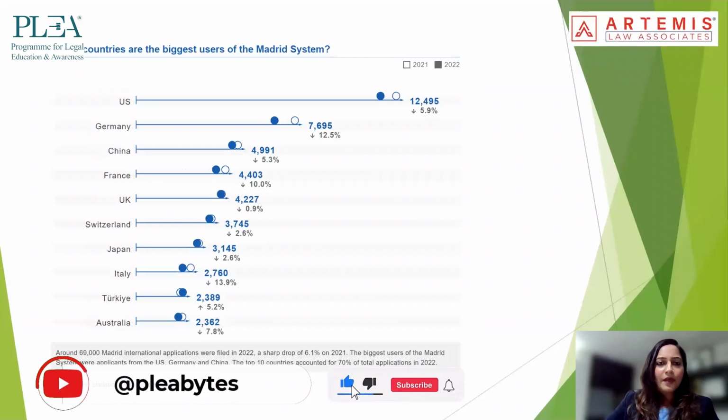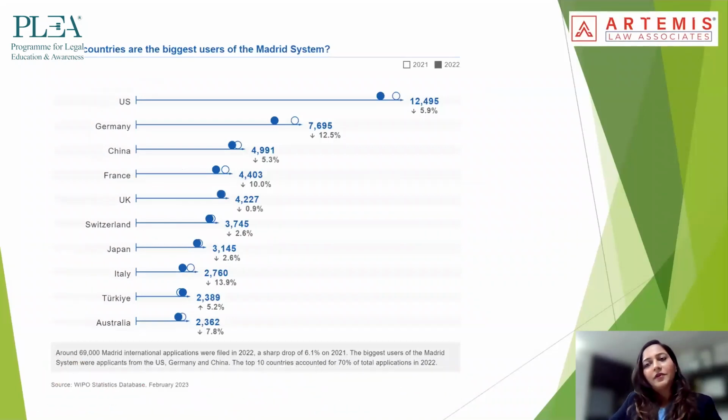Which countries are the biggest users of the Madrid system? As I explained, Madrid has some benefits, and the majority of it is of course benefit. The only downside is that if the home application is abandoned, everything else falls apart. The US is the biggest filer of Madrid applications, followed by Germany, China, France, and the UK. And of course, India doesn't really file much under Madrid, because it doesn't stand in the top 10 filers according to the 2021 and 2022 studies.